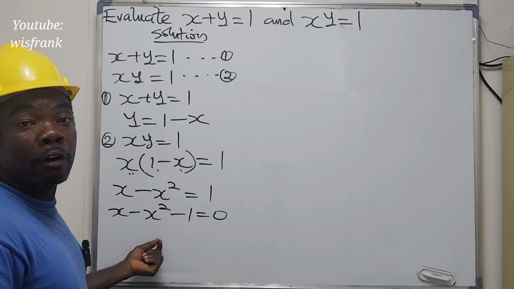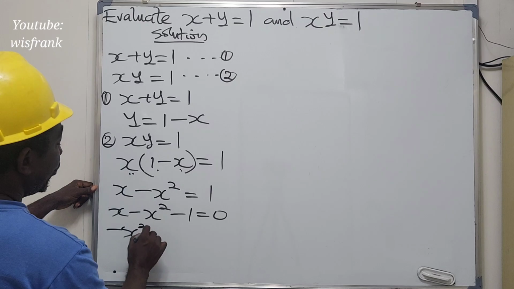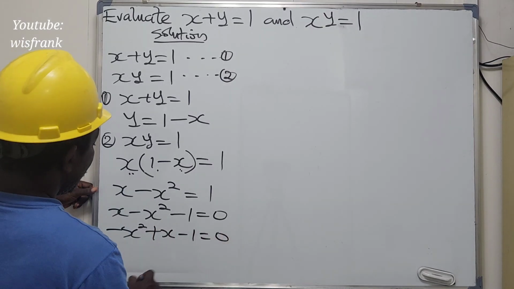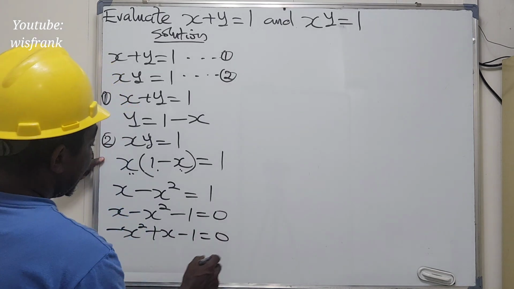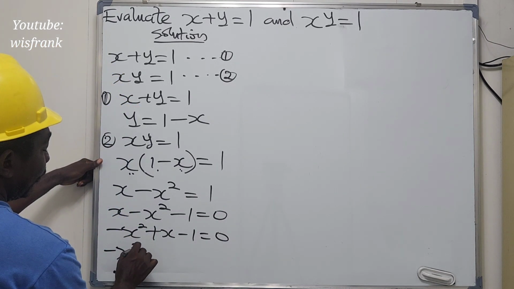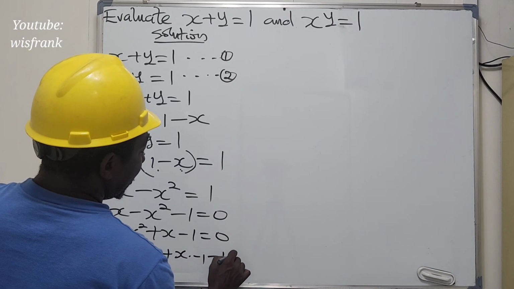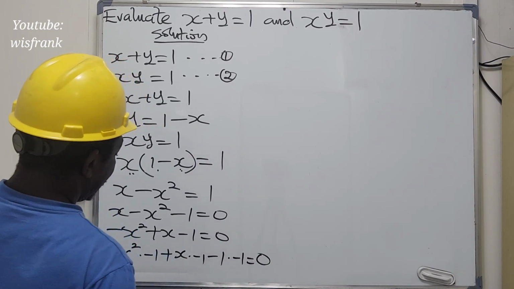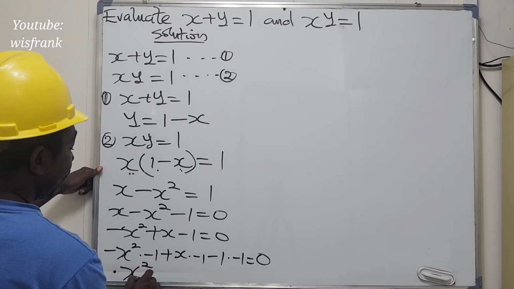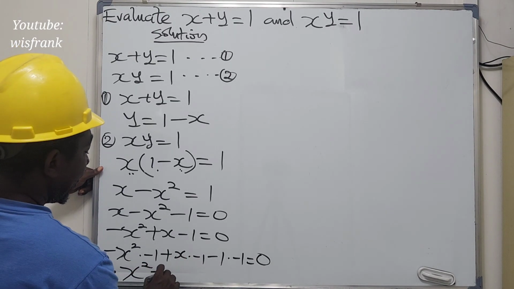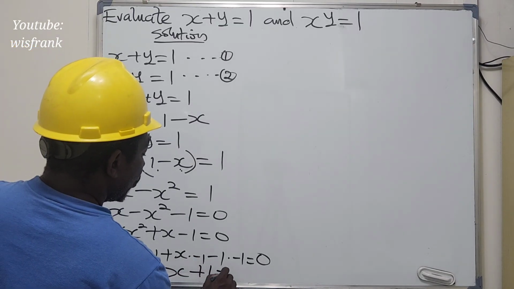Because the highest power of x here is 2, we can take this one first. We have minus x to the power of 2 plus x minus 1 equals 0. For us to clear this negative sign, we need to multiply all through by minus 1. So in this case, this is going to be minus x to the power of 2 times minus 1, then plus x times minus 1, then we have minus 1 times minus 1, equals 0. So minus x to the power of 2 times minus 1 will give us x to the power of 2. Then we have x times minus 1 will give us minus x. Then we have minus 1 times minus 1 will give us plus 1, all equals 0.